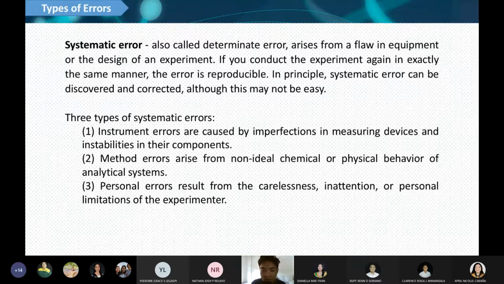So that's one way to resolve the instrument error. Calibrate it. If you really can't fix the instrument anymore, buy a new one, if you're rich. Because the problem is, buying a new instrument will cost you a lot. A UV-Vis is 300,000, a pH meter is 15,000, chromatography is 1 million, 3 million.